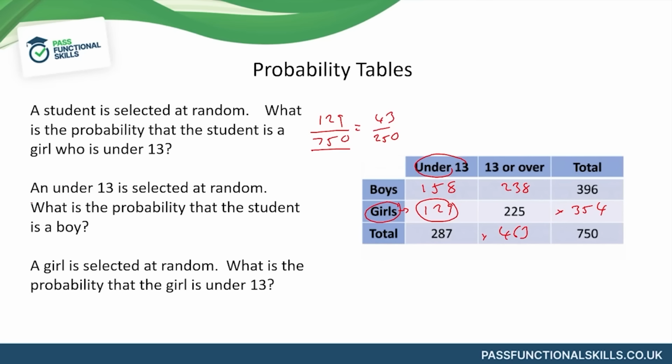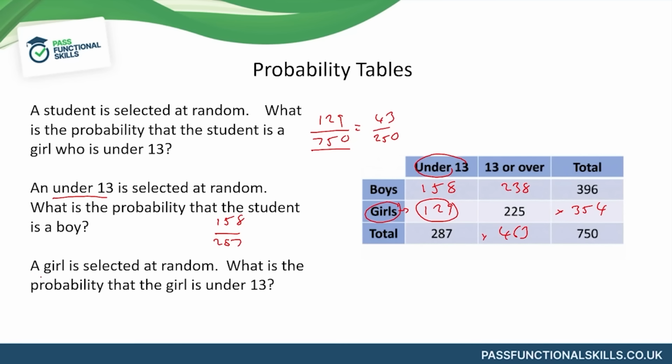Now, this next question here, we need to be careful because we're only selecting from the under 13s. So how many under 13s are there? That is 287. And of the 287, what is the probability that the student is a boy? Well, that is 158. Again, I suspect that this one can't be simplified, although I did say that last time as well, and this fraction cannot be simplified.